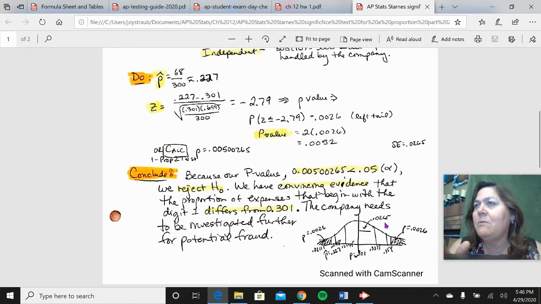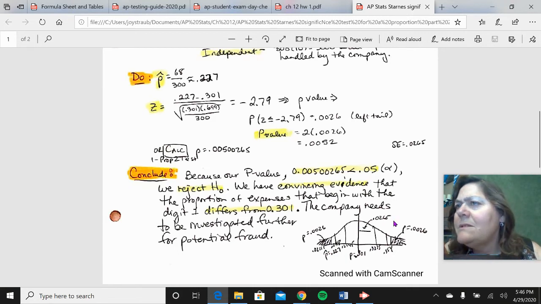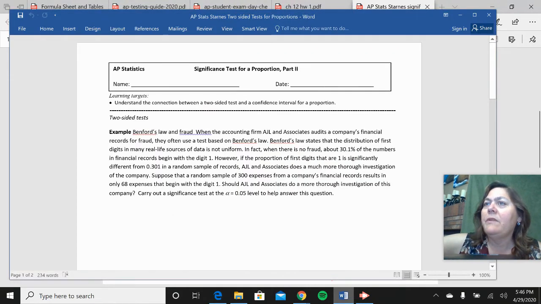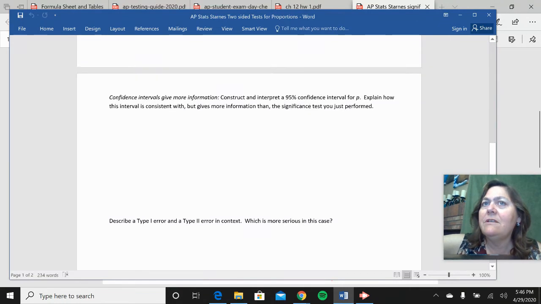My SE was 0.00265, I believe, if I could read that well. And there we go. Okay. Now, let's go to the back of this worksheet.